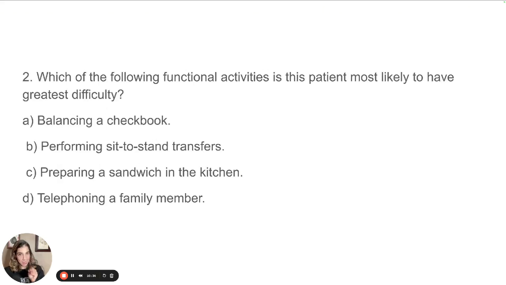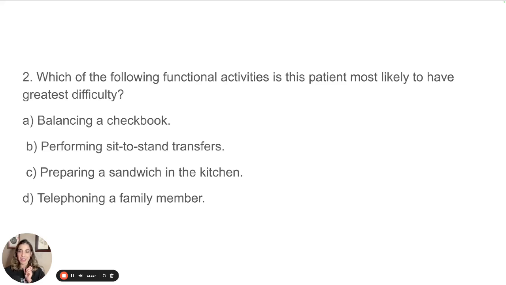Now, this question is related to the first case. Now, this one, when I answered it, I got really distracted. Okay. Which of the following functional activities? That is the key word or words. Functional activities. Is this patient most likely to have the greatest difficulty? Functional activities. Okay. Balancing a checkbook. Now we're thinking vision, right? Balancing a checkbook. Performing sit-to-stand transfers. Preparing a sandwich in the kitchen. Telephoning a family friend or family member.